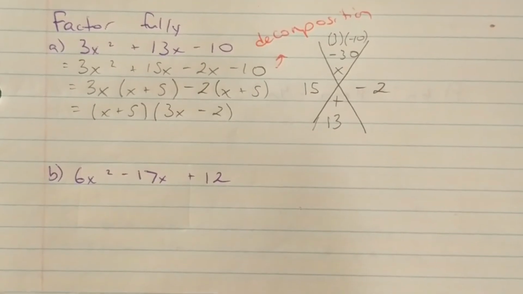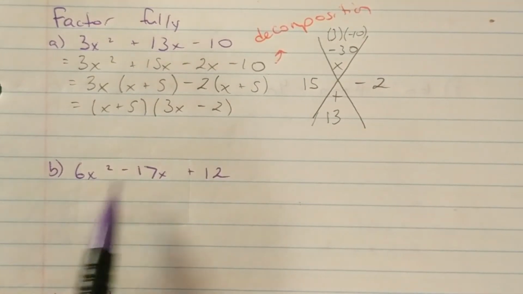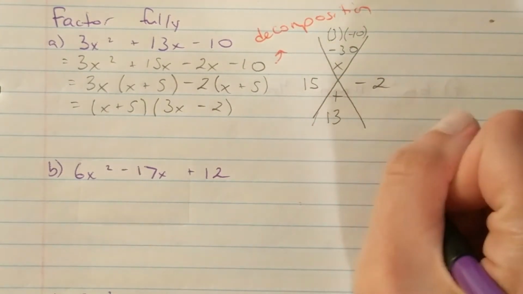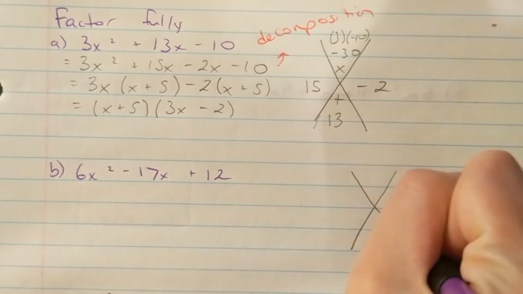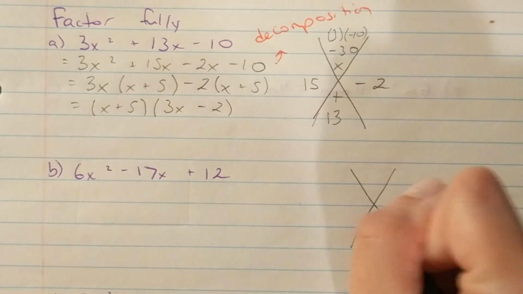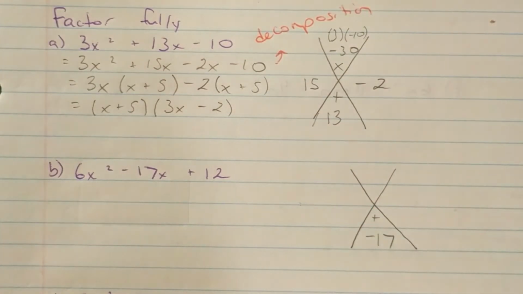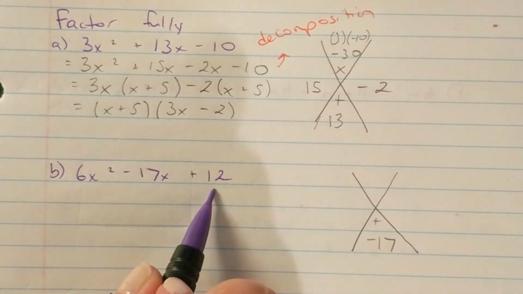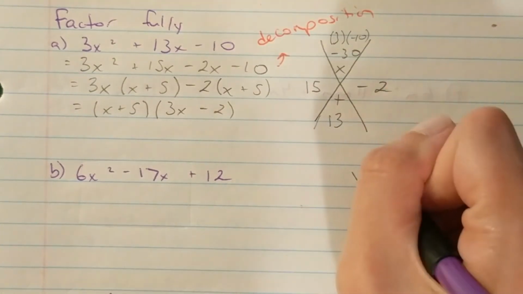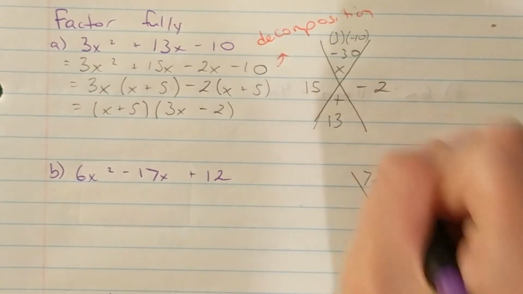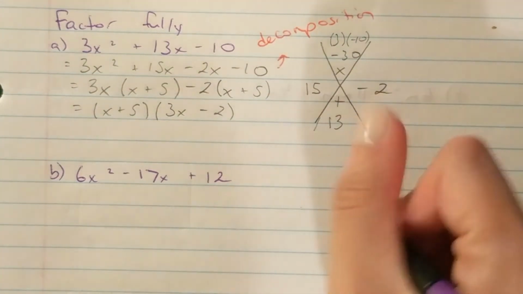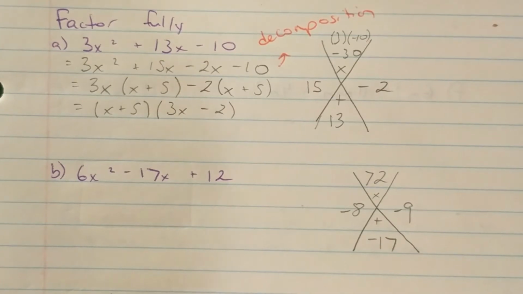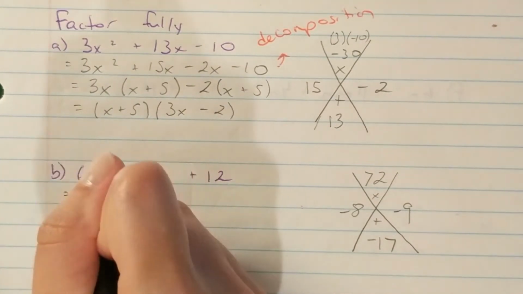Let's look at our next example. 6x squared minus 17x plus 12. Okay, we are looking for two numbers that add to negative 17 and multiply to 72. Those two numbers are going to be negative 8 and negative 9. Okay, let's go ahead and decompose here.